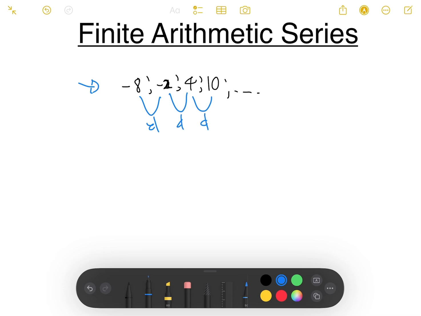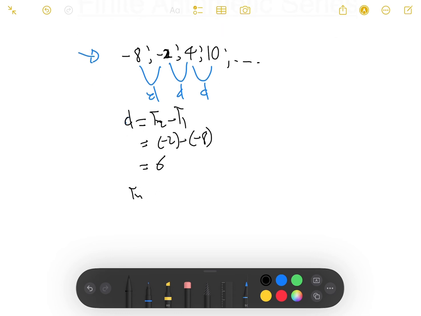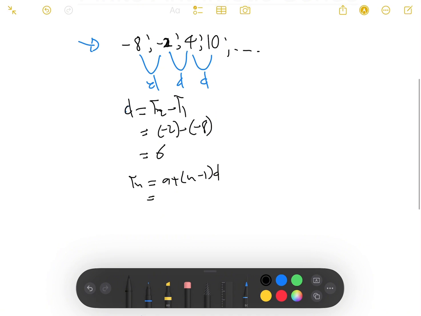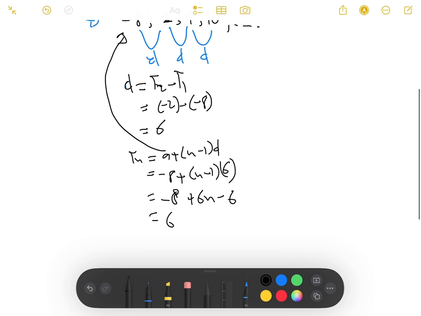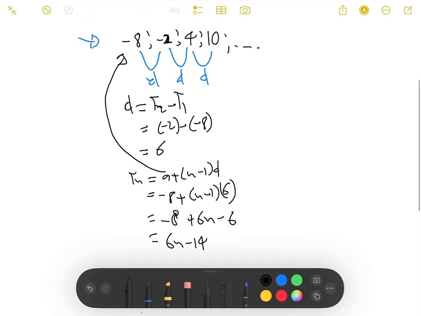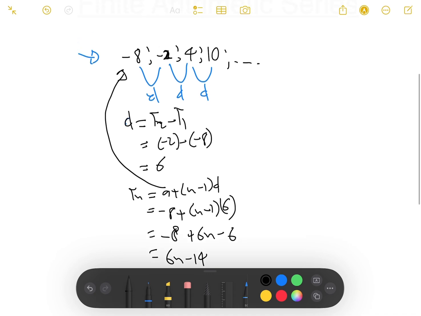And then from that we know that the common difference, we calculate it as t2 minus t1, which will be, for example, -2 minus -8, which will give us 6, and we'd use that to solve the general formula, in which a is our first term. We know a is -8 plus in bracket n minus 1. The difference is 6, right? Therefore we'd have -8 plus 6n minus 6, and then from that you'd have 6n minus 14 as your general formula.